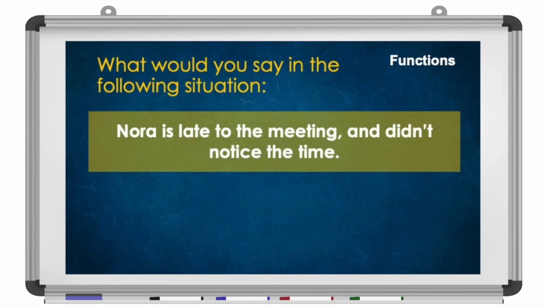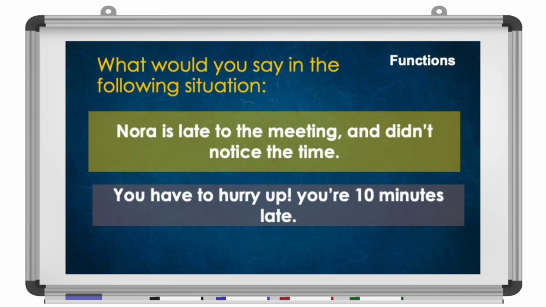Let's take a look. Now, Noura is late to the meeting and didn't notice the time. What would you say in the following situation? Imagine yourself that you're sitting with Noura, and Noura is watching television and forgot all about the meeting. Think what you would say. You have to hurry up. You're 10 minutes late. First, you're telling her to move, and then you mention the time because she is late. Think about the situation as if you are in it.